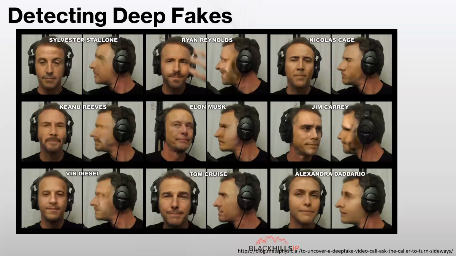So research published by this organization called metaphysic.ai has put forward a potential countermeasure. It suggests that if you suspect you're on a video call with an imposter, there's a simple test that could give them away. And the trick is very simple. Just ask the person you're talking to turn to the side. So, they carried out a series of tests with the tech guru Bob Doyle using deepfake technology to turn him into various famous people, including Ryan Reynolds, Keanu Reeves, Tom Cruise, and many others.